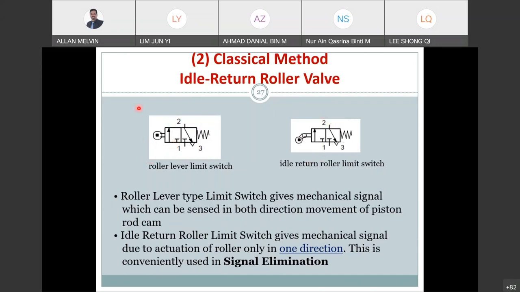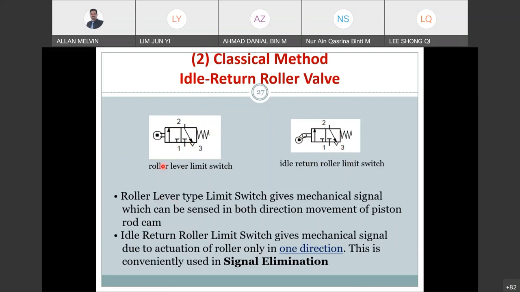I'm asking about the normal roller. Normal roller, how will it be active? I think your answer is for the idle return. I'm asking about the picture on the left. Normally, what will activate the roller? Maybe a piston? A button push or piston? Okay, in pneumatic, it's the piston because it extends.